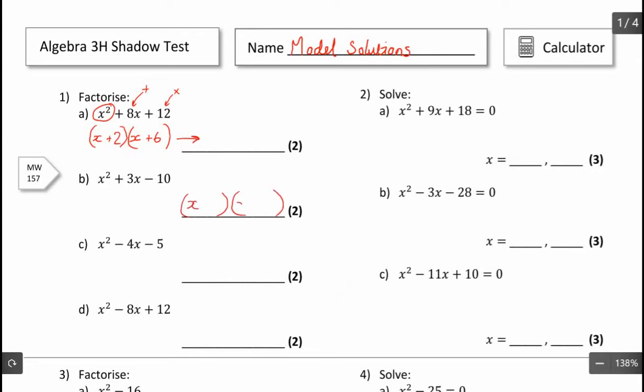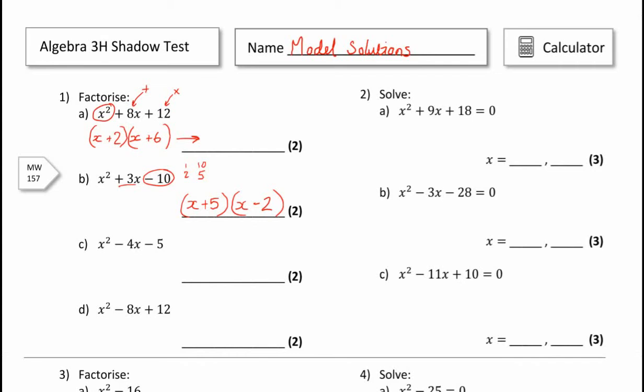For the next one, we can add x and x again. Numbers that multiply together to make 10. Ignore the negative for a moment. We've got 1 and 10, or 2 and 5. And the only ones I can use to make positive 3 are 2 and 5. And the way I do that is to have positive 5 and take away 2.